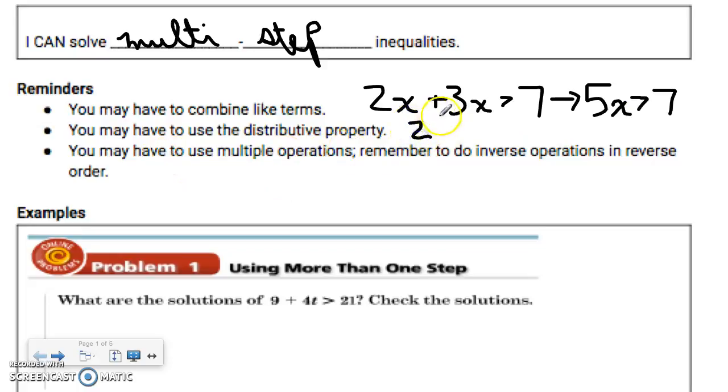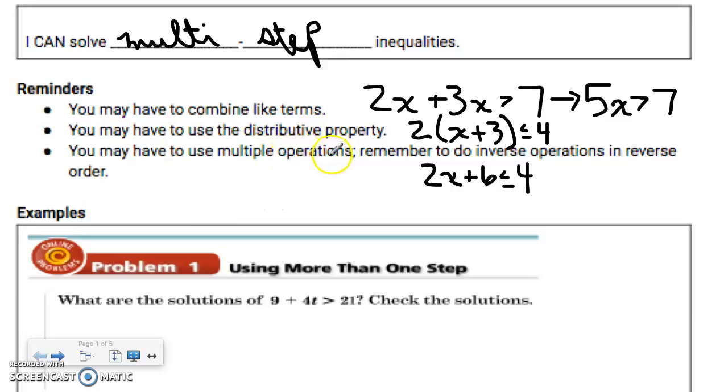So if you have something like 2 times x plus 3 is less than or equal to 4, you're going to want to go ahead and distribute that, and it's going to make it 2x plus 6 is less than or equal to 4, and then you would solve from there.